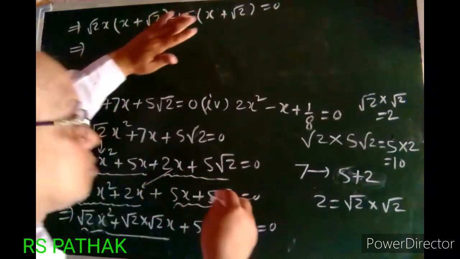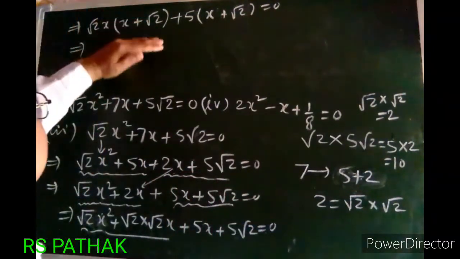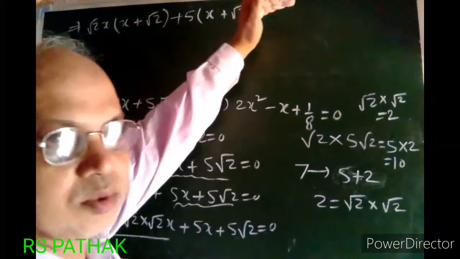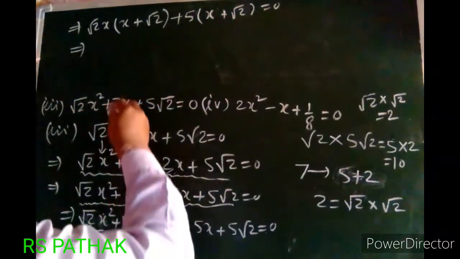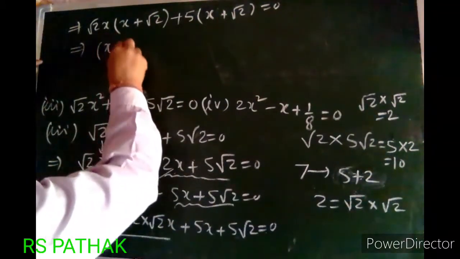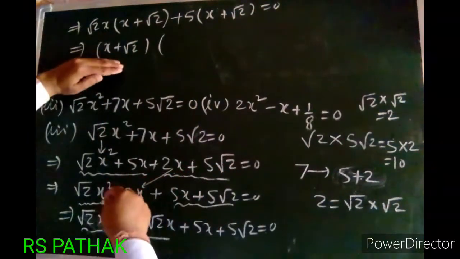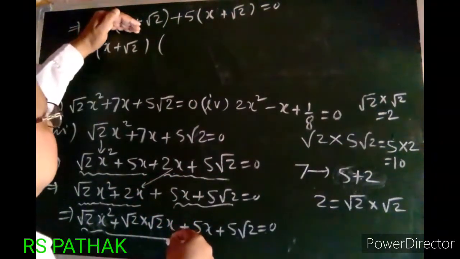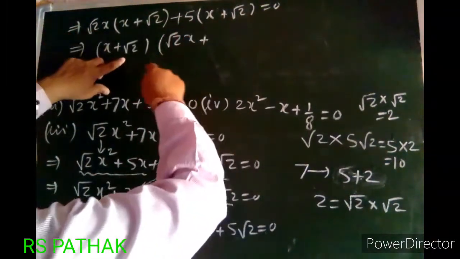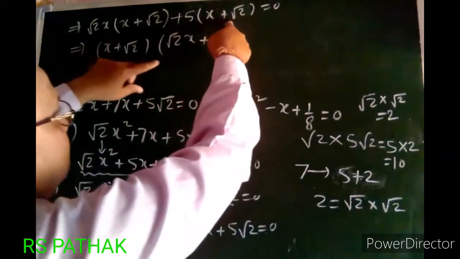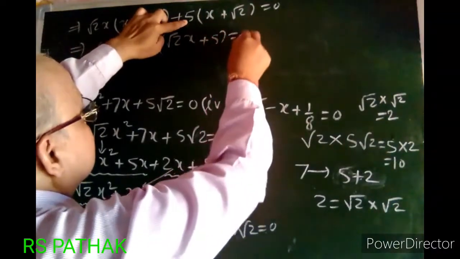Now, under the bracket quantities are same, x plus √2, x plus √2, therefore the whole bracket is common. I am taking the common as whole bracket x plus √2. After taking common, I will divide by it, x plus √2 will divide x plus √2, √2x plus this will divide this x plus √2, the whole bracket will be cancelled out, plus 5 will remain same, equals 0.